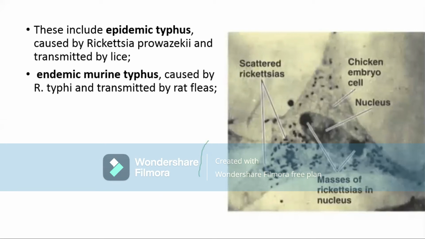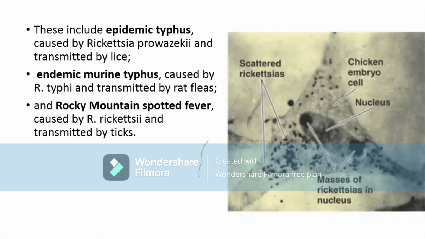So another common infection, or the most famous infection, is endemic murine typhus. Now the word murine refers to rats. It is caused by Rickettsia typhi, and it is transmitted by rat fleas. And another fever is Rocky Mountain spotted fever, and it is transmitted by ticks. So insects and mostly ticks are responsible for Rickettsial infections.